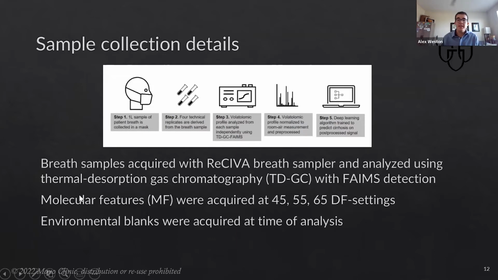So I think our data collection, as far as I understand from the other talks, is fairly standard. So we collected samples in the Reciva breath sampler and separated them into technical replicates and used this TD-GC FIMES technique to analyze them. And so this is how we derived our spectrograms. So these molecular features were acquired at several different voltage settings. And then finally, I received the data in the spectrogram format, and we trained our machine learning and deep learning models. And we also acquired environmental or room air blanks that we used to normalize the signal.